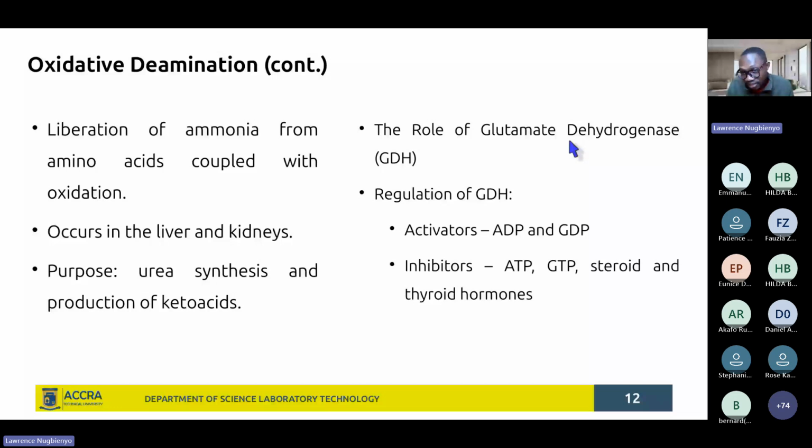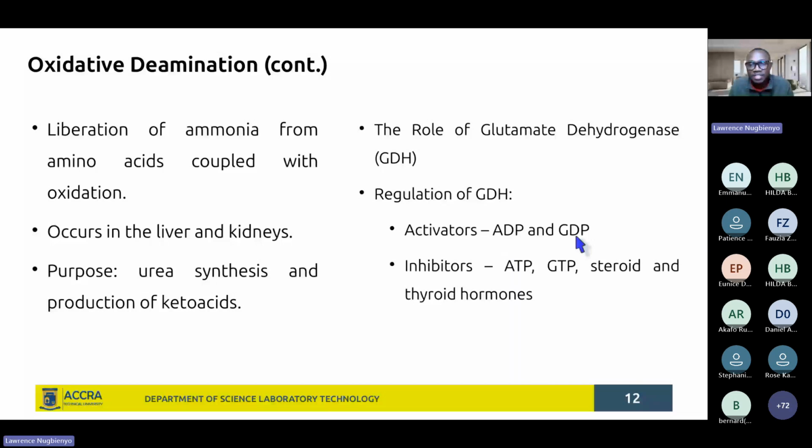That dehydrogenase, that enzyme, is regulated by activators such as adenosine diphosphate and guanosine diphosphate, and inhibited by the triphosphates and some steroid and thyroid hormones. Now, particularly about ADP, GDP, you see, you are having glutamate dehydrogenase, which is removing the amine group from amino acids, and you are left with a carbon chain, which is the keto acids that are formed. And those keto acids will go into the synthesis of carbohydrates and lipids, which will go into energy generation, which is why high amounts of adenosine diphosphate and guanosine diphosphate will be activators.